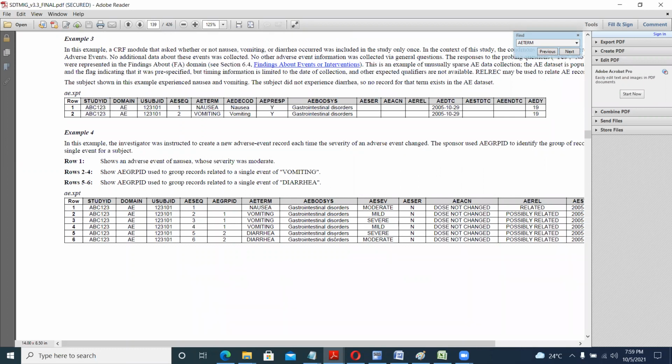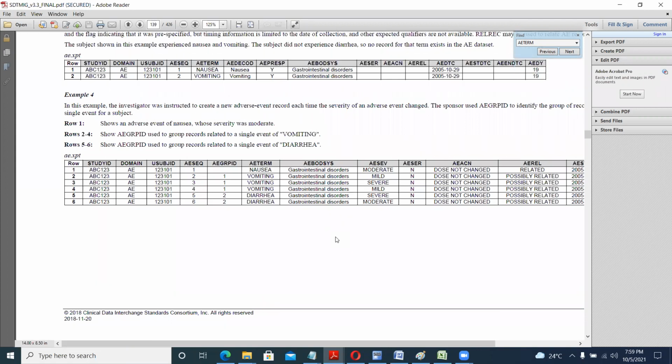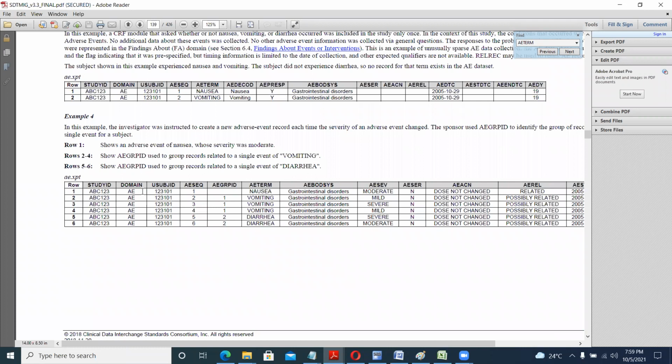Okay. Now let's try to understand the other variables. So now look at these particular variables carefully so that at least you'll get some idea. Study ID is ABC123. Domain is AE, because by saying this domain only we can come to know it's adverse event. Use subject ID. Based on the use subject ID, AE sequence is generated, group ID we know, AE term. That means this 101 patient has got the adverse, like which adverse event? Nausea, vomiting, diarrhea, etc. But this AE term comes under which body system? Gastrointestinal disorders. So this is a body system.